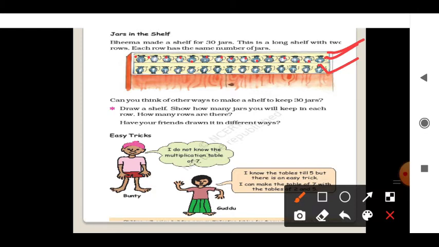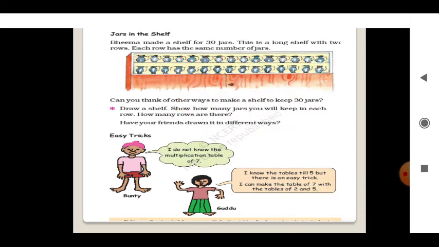What are the ways you can keep them? How many rows can the shelf have? See here, 15 means 15 twos are 30. So what is another way? 3 rows with 10 jars in each row. So 3 tens are 30.